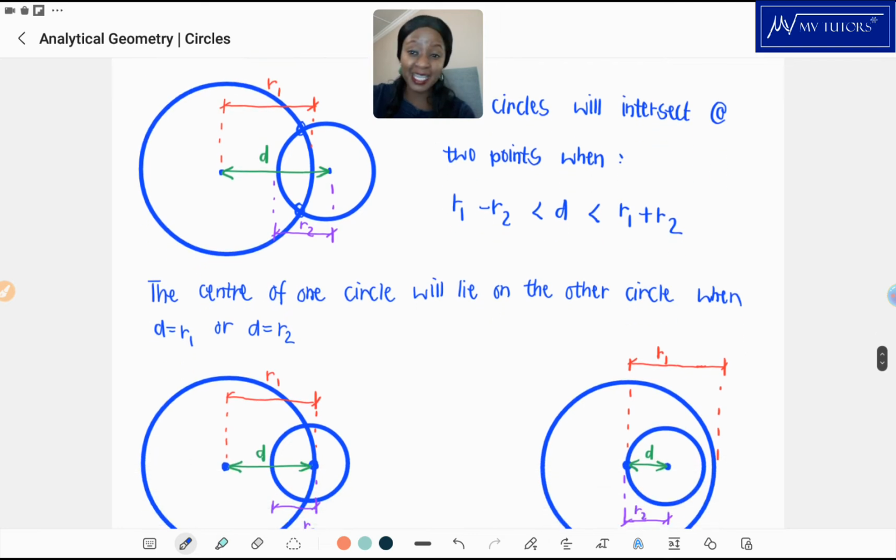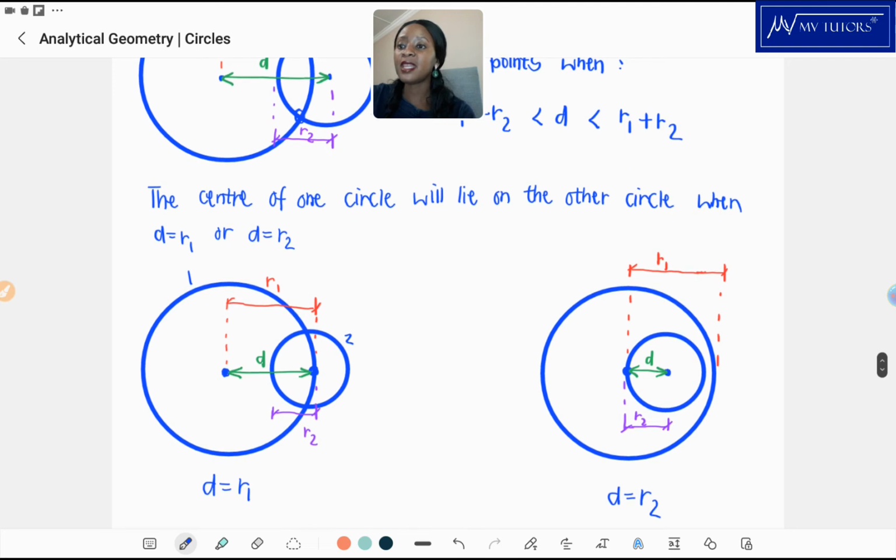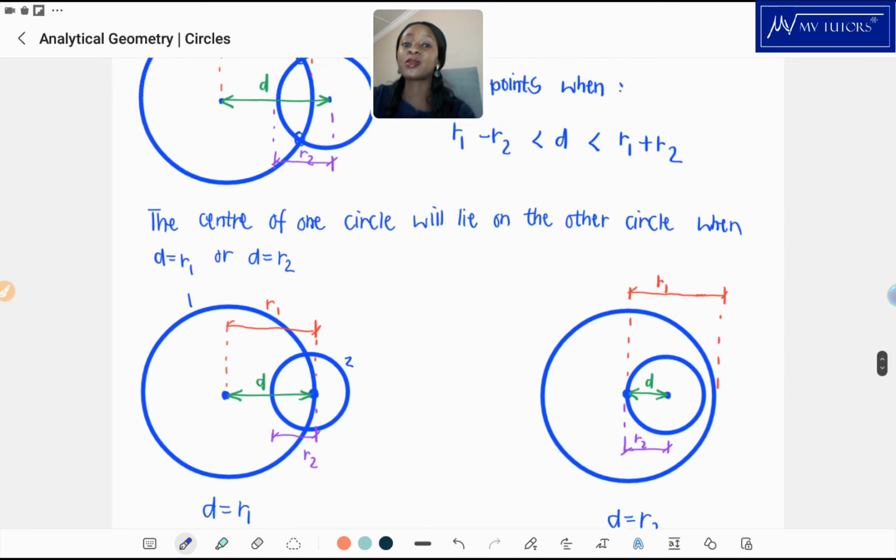You also have another type of intersection of circles, where the center of one circle lies on the other circle. You have your big circle here, and it's lying on the center of the small circle, which I'm going to call circle 2. In this case, D will be equal to R1. But where the smaller circle is touching the big circle's center, you would have D equal to R2. So that is what happens if circles intersect.